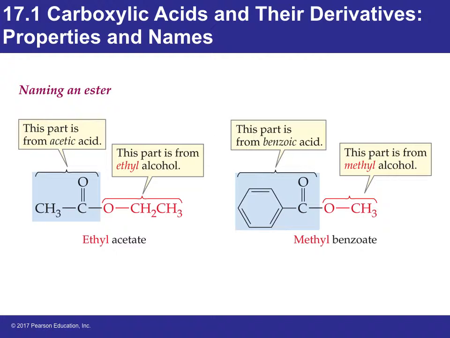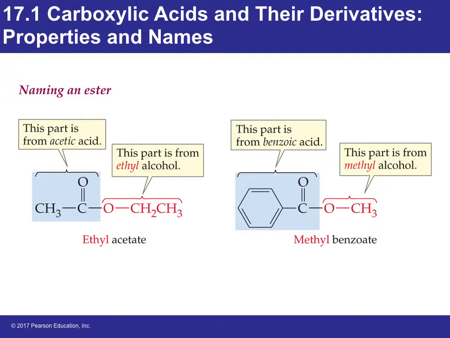Example: how do you name them? On the left side, you see this part is the acetic acid, CH3COOH, but then it's going to be linked to an ethyl alcohol. On the right side, this part is benzoic acid. You recognize it, benzene attached to COOH. The H is replaced here by the methyl alcohol.